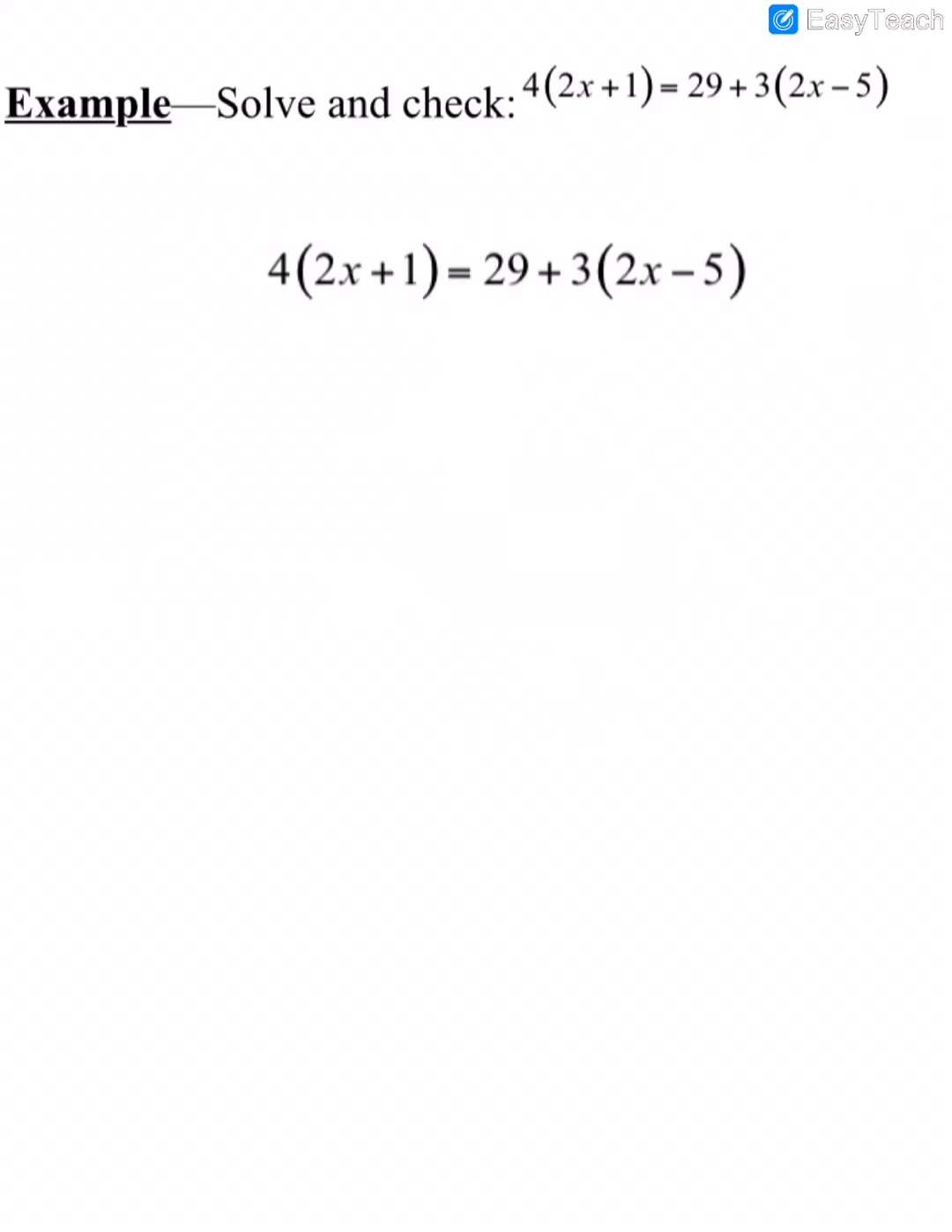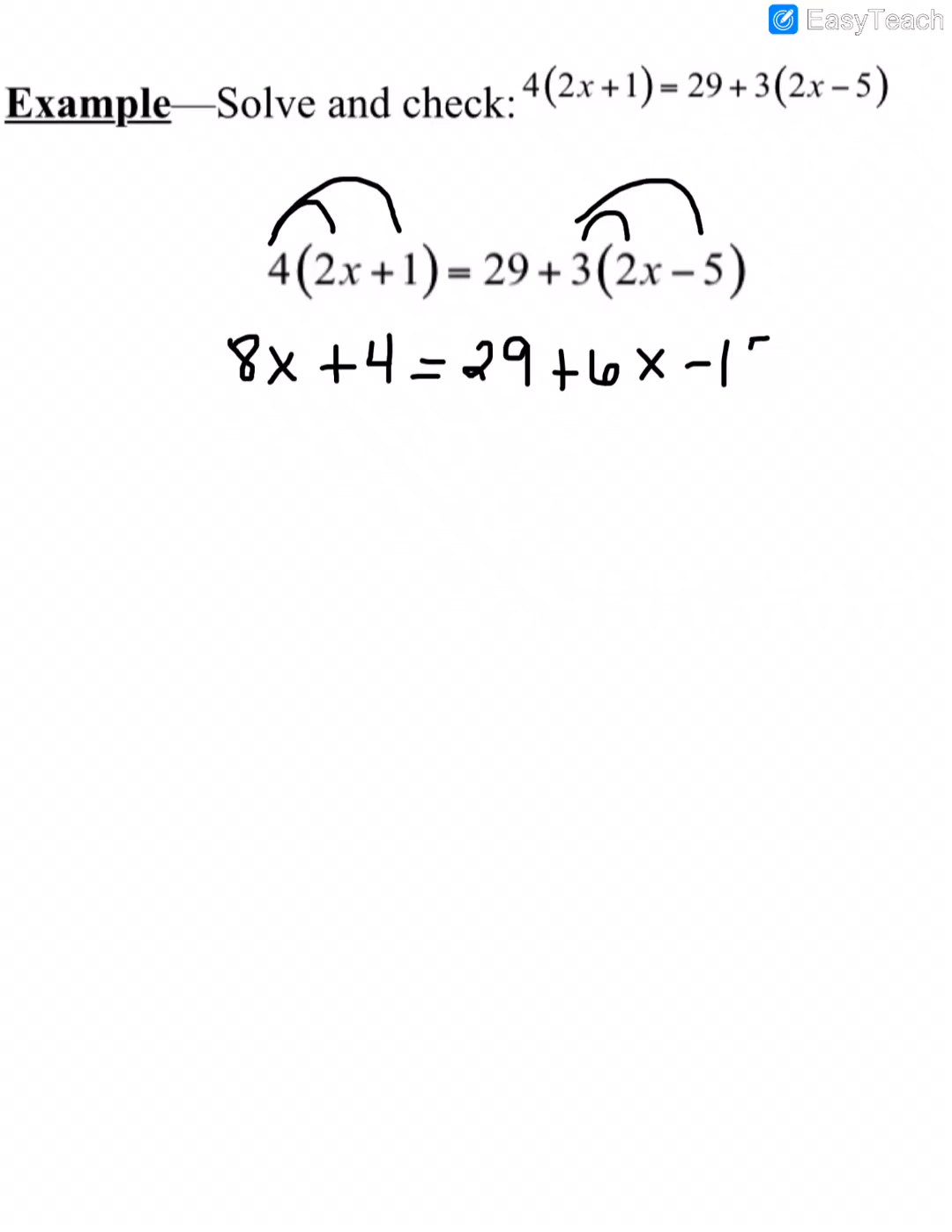Okay, here's another example. So this time we do have grouping symbols. The first thing that we want to do is get rid of the grouping symbols on each side of the equation. So to get rid of the grouping symbols, I need to distribute. I'm going to distribute 4 to both terms in that first set of parentheses. So that gives me 8x plus 4 equals 29. And then I'm going to distribute the 3 to both terms. So that gives me 6x minus 15.